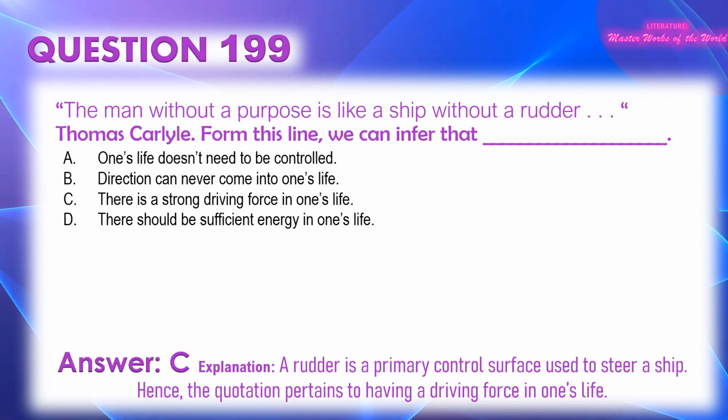Question 199. A man without a purpose is like a ship without a rudder. Thomas Carlyle. From this line, we can infer that blank. Answer C. There is a strong driving force in one's life. A rudder is a primary control surface used to steer a ship. Hence, the quotation pertains to having a driving force in one's life.